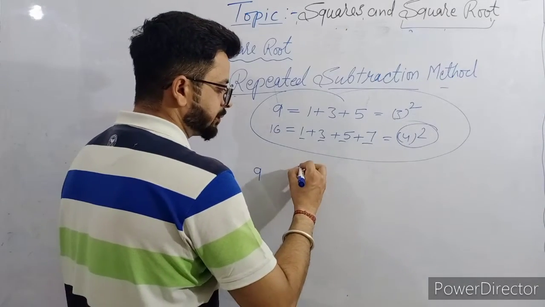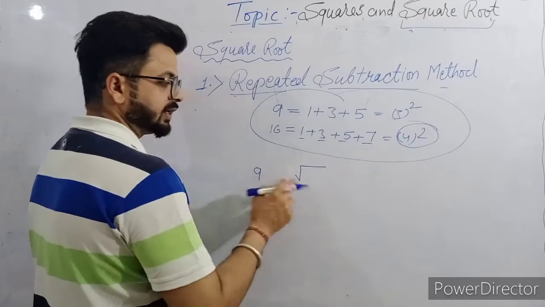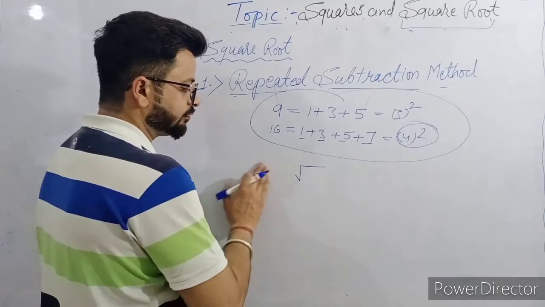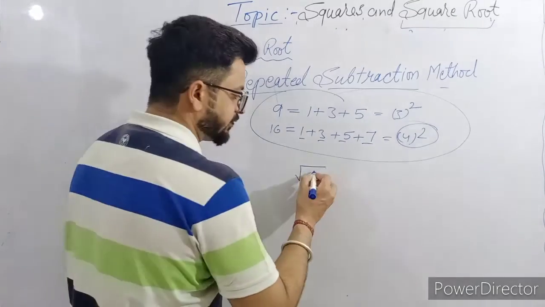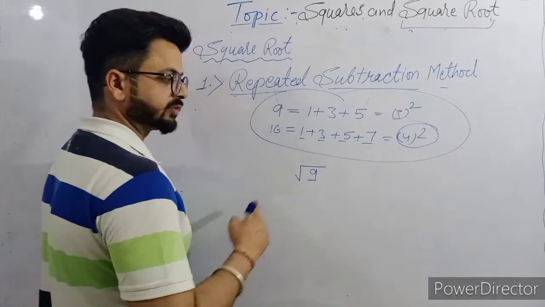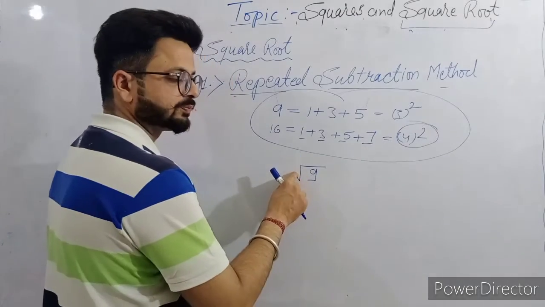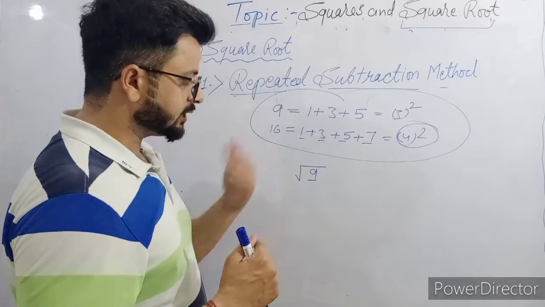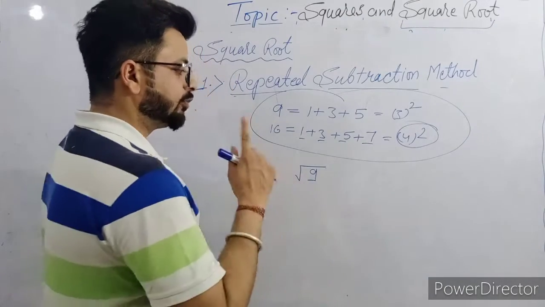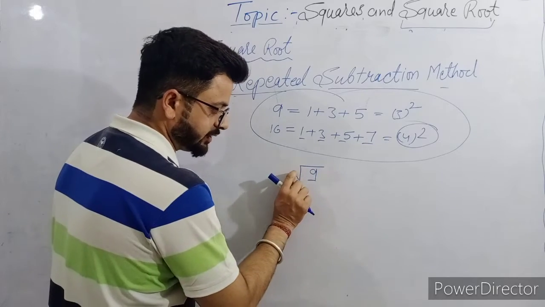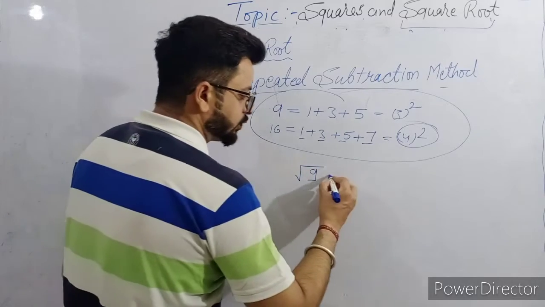This is the symbol of square root. Suppose I am going to find the value of the square root of 9, then I will write 9 inside this. This is the square root of 9. No need to write anything else here. In cube root and in higher roots we will write something here, but for square root we will not write anything else. Now, how to calculate?